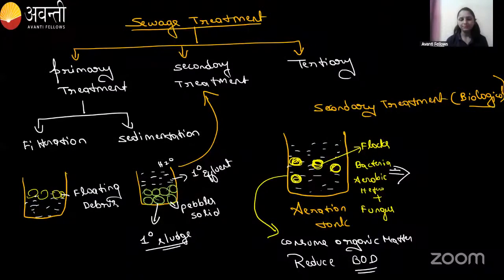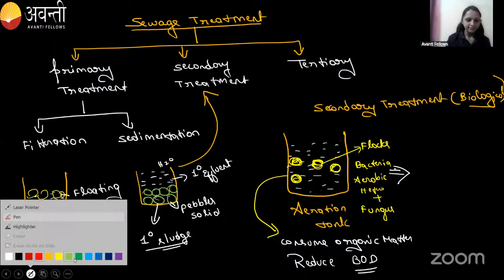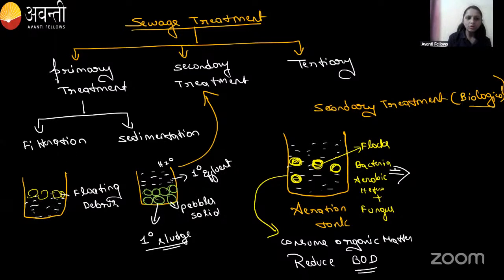So you have to remember that it is in the secondary treatment only. Okay, fine. In the last class I told you this, and I have taken the diagram here to make it clear. Sewage treatment includes primary treatment, secondary treatment, and tertiary treatment. Did you understand this? Can you give me a thumbs up?